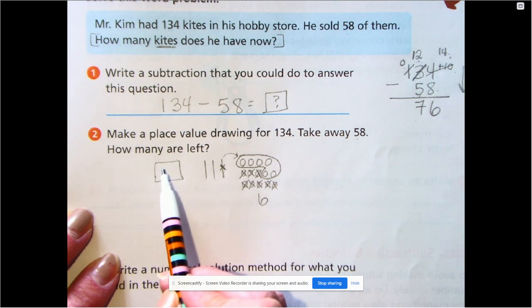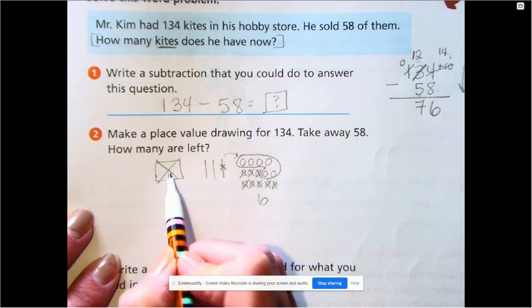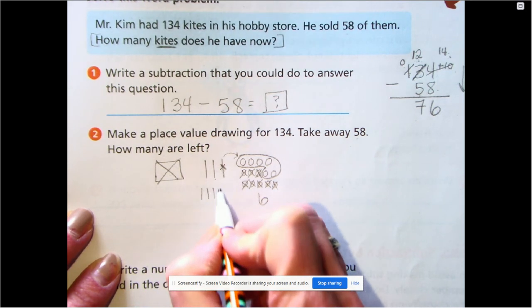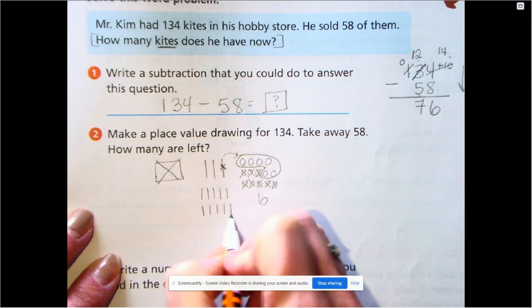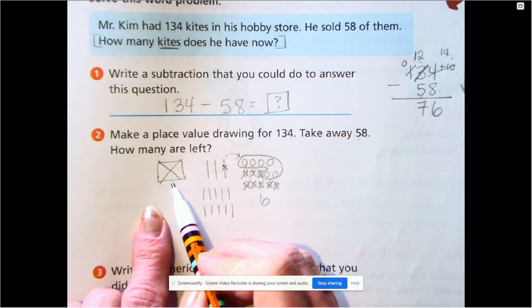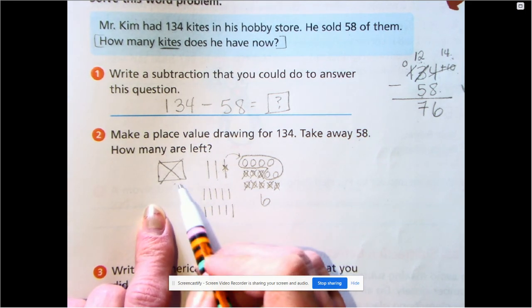I'm going to go next door and break apart my group of 100. Remember, my group of 100 is 10 10 sticks. So I'm going to ungroup one big square into 10 10 sticks. 1, 2, 3, 4, 5, 6, 7, 8, 9, 10. This equals 100, right? Same as this. It just looks different, right?